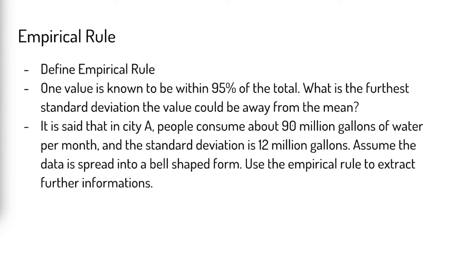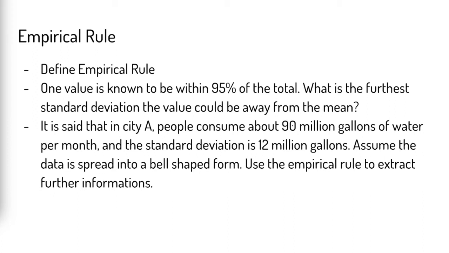The empirical rule is also known as the 68, 95, 99.7 rule, which can be applied to symmetrical data. It says that values within one standard deviation from the mean are 68% of the total data, within 2 standard deviations are 95%, and within 3 standard deviations are 99.7% of the total data. That is the empirical rule. So we just answered the second question. If a value is known to be within 95% of the total, it can be at most 2 standard deviations away from the mean.